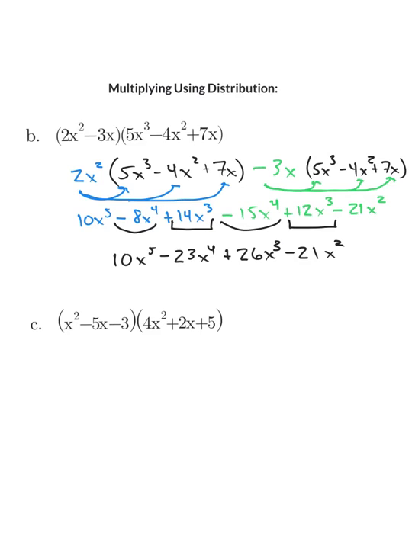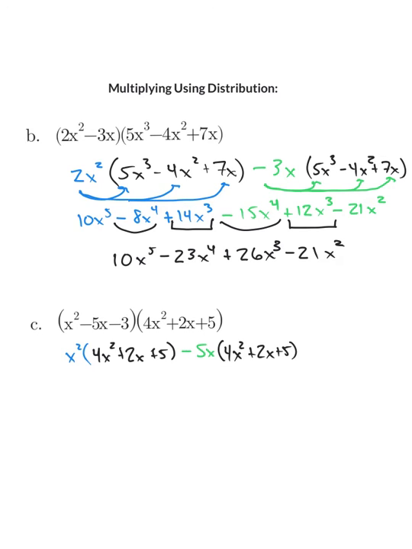As I said, when multiplying horizontally, you can only draw arrows on the top and bottom. That makes it difficult when we get to that third term. Where do we put our arrows? So let's see what we can do here. I want to multiply x squared times 4x squared plus 2x plus 5. I want to multiply minus 5x times 4x squared plus 2x plus 5.